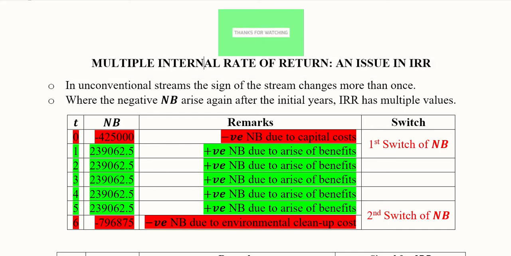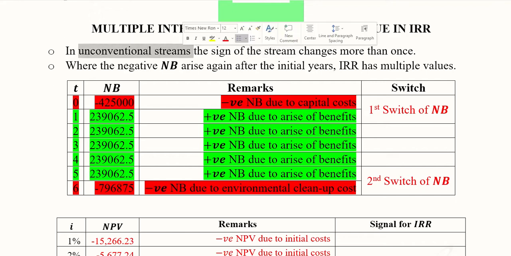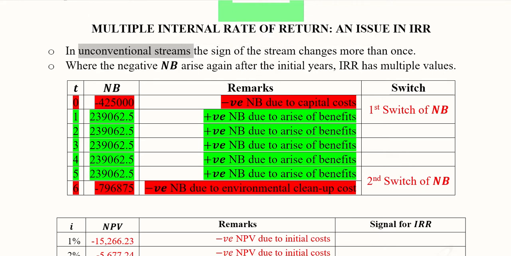Hi there. In this video, we'll learn about an issue in IRR, which is the presence of multiple internal rates of return. Let us see how it happens. It's basically due to the unconventional streams, and the unconventional streams have multiple switches in their signs, because in the conventional streams, the sign switches only once.